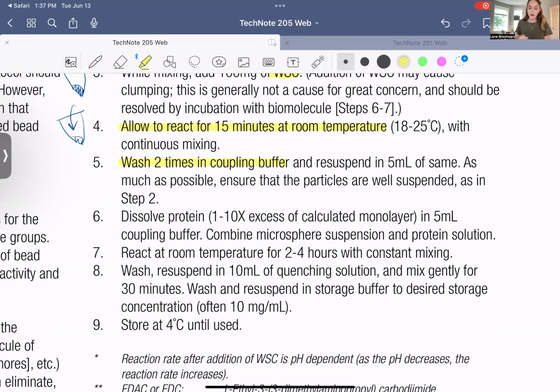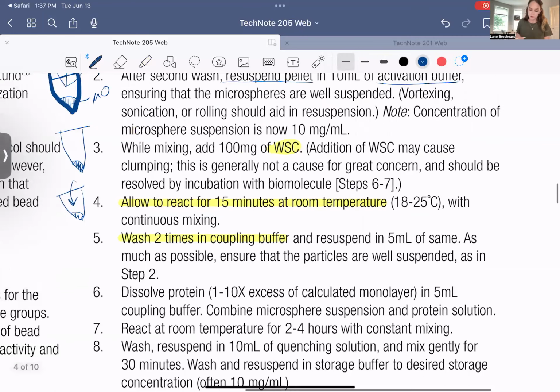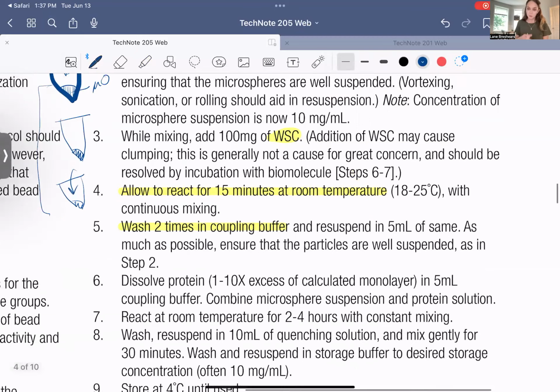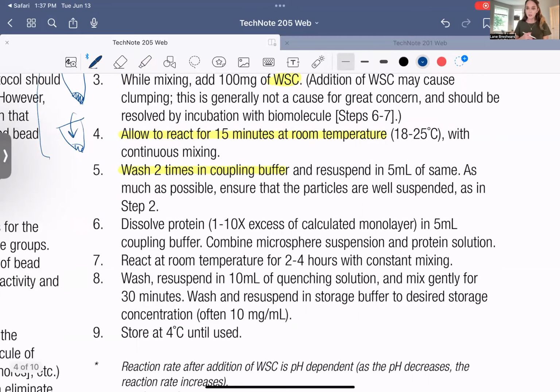So at this point, after the incubation period, we're imagining, okay, the microspheres should be attached now to the EDAC or the crosslinker that you're using. Now we need to clean out the sample and get it ready. So wash 2 times in coupling buffer and resuspend in 5 mils of same. This is going to be the same process here of producing a pellet, taking out the unwanted liquid, resuspending, and mix it with pipette mixing plus a bit of vortexing.